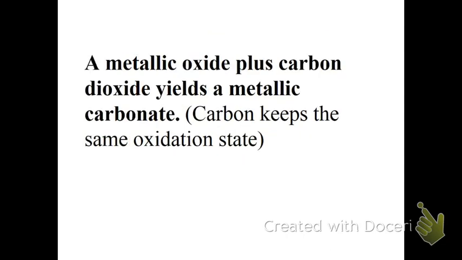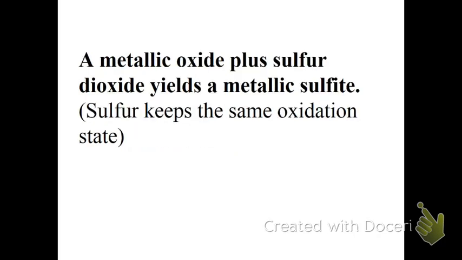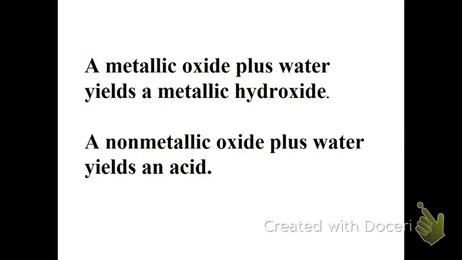A metallic oxide plus carbon dioxide yields a metallic carbonate, which is the opposite of what we said in decomposition. A metallic carbonate breaks down into a metallic oxide and carbon dioxide. So those are exactly opposite. We really only have to memorize one of those and flip them. Same thing with sulfur dioxide and a metallic oxide. We make a metallic sulfite. So same thing we just did, and that's why I like those 2 together, because they're just opposite.